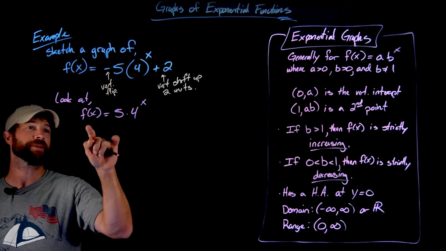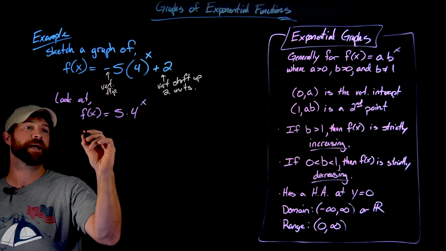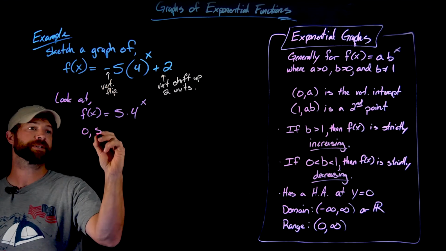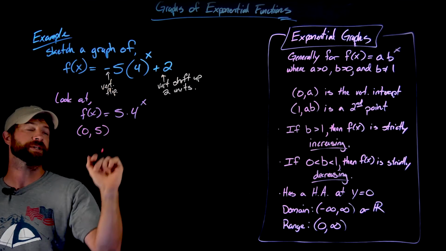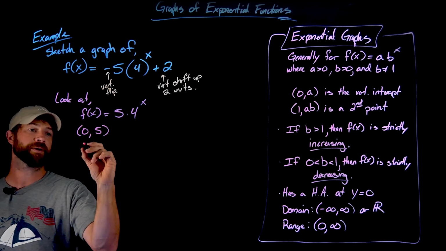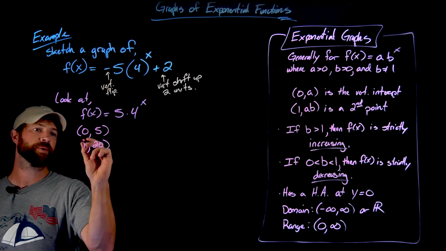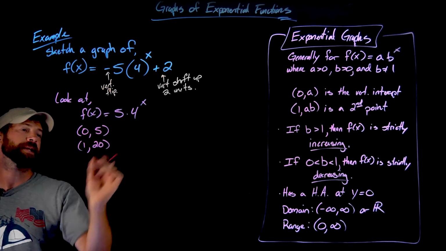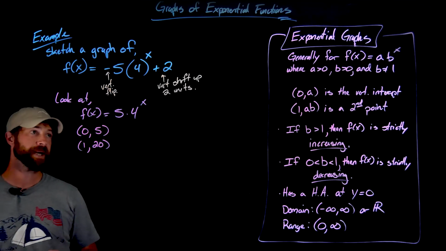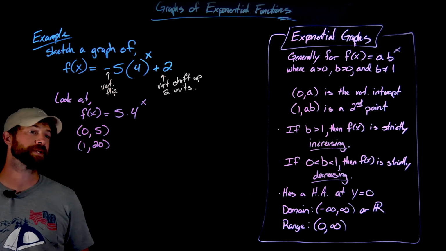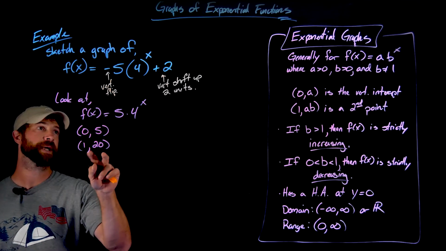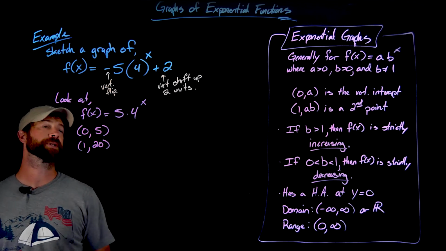But what I'm going to start with, and now looking at this function right here, I know I have a y-intercept of 0, 5. Again, that's 0 and then just this a value. And then I also have the point of 1, 20, and 20 always comes from multiplying those 2 values together. And then what I'm going to do is I'm going to then just take these 2 points right here and run them through these transformations.